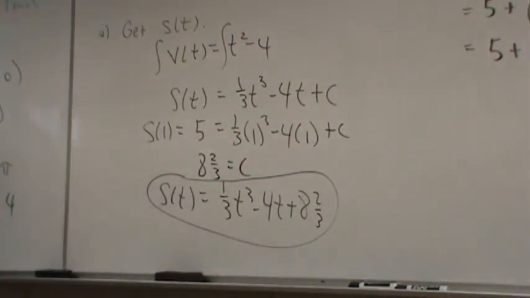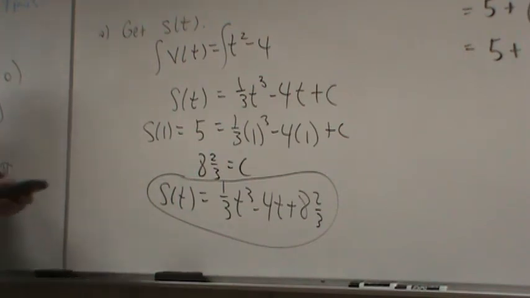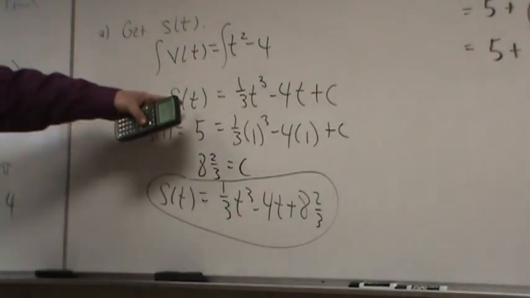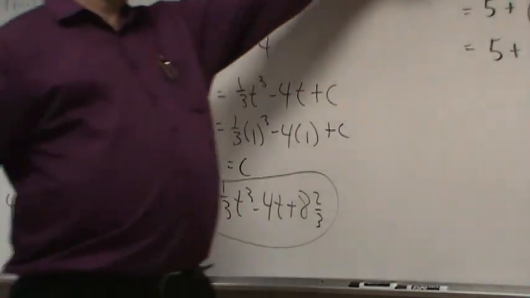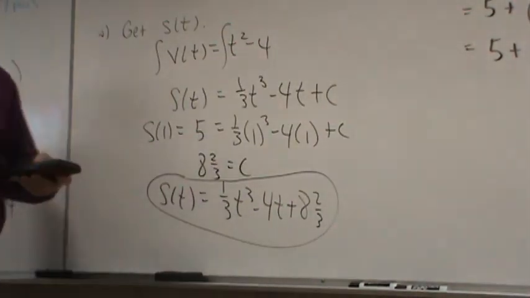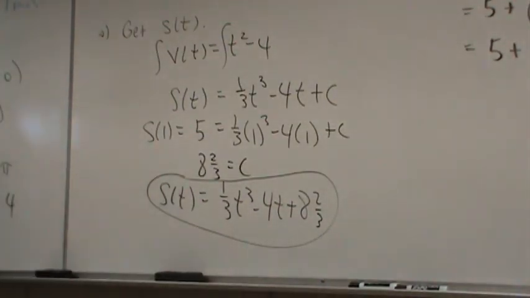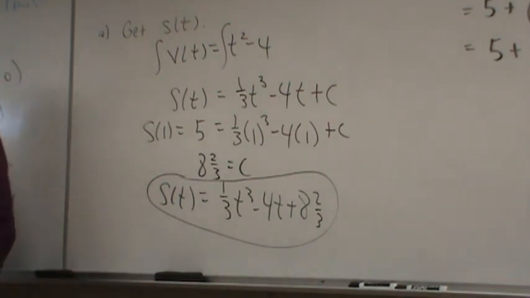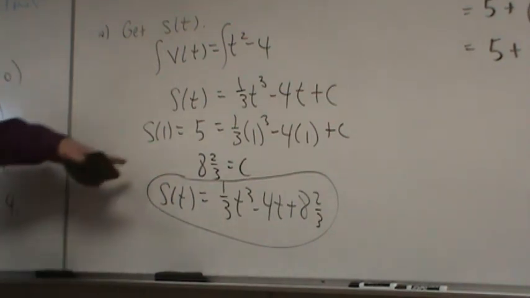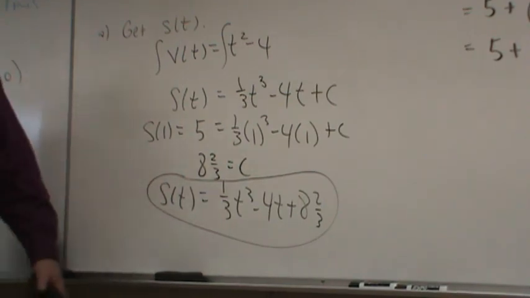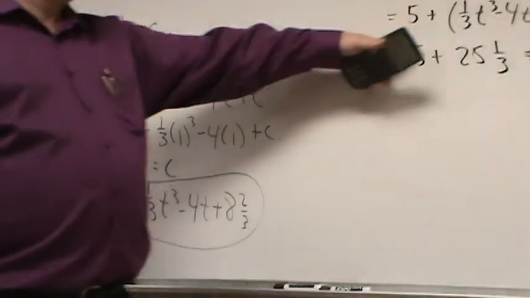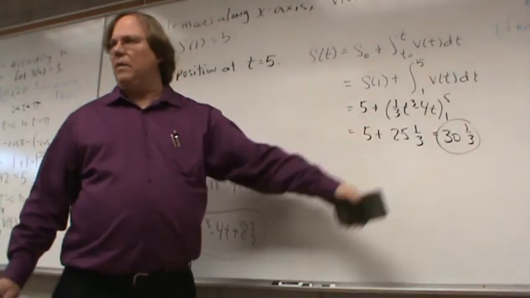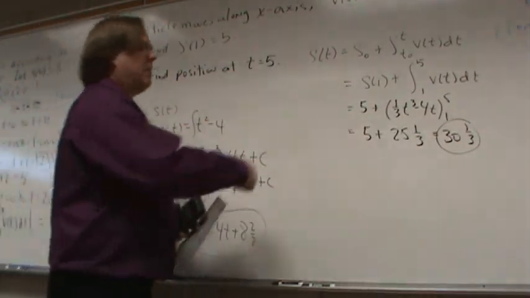Now sometimes you can't get an expression for s of t because they don't even give you an expression for v of t. They'll just give you a graph of v of t and say, hey, just work with the graph, and we don't even know what the formula of v of t is. Or they'll give you a table of values for v of t, and they'll say, hey, just work with the table of values. And then you won't even be able to get an expression for s of t. But you can still always get what s of t at certain points are just by using this.